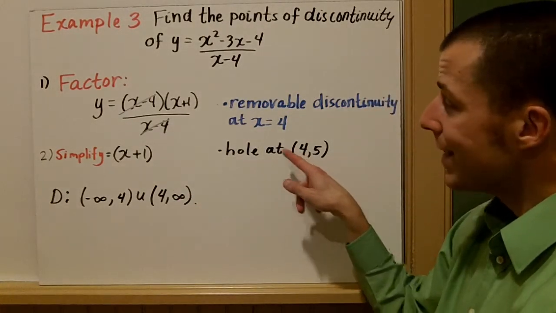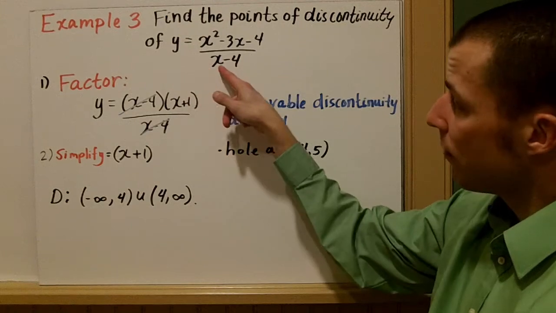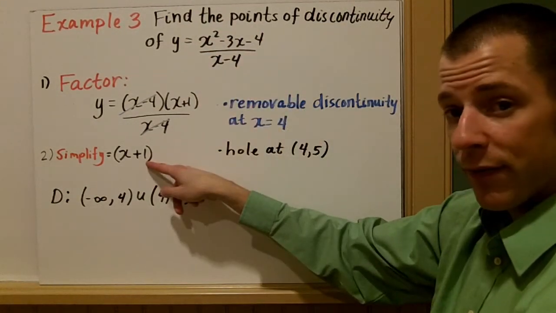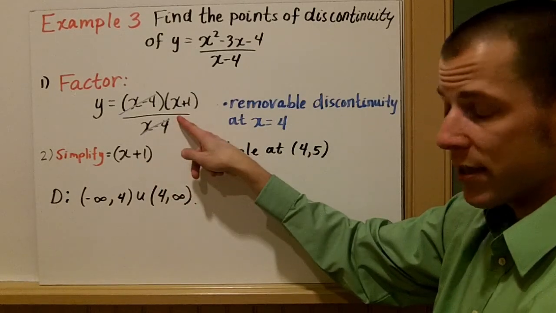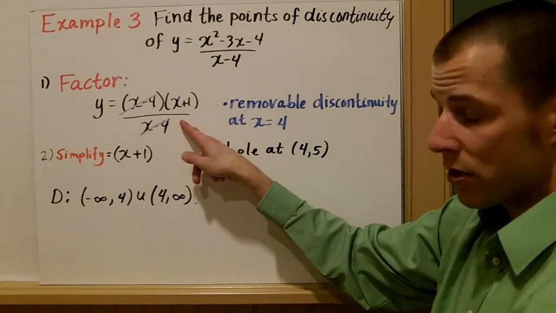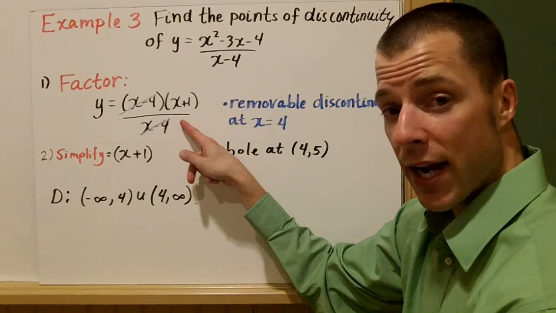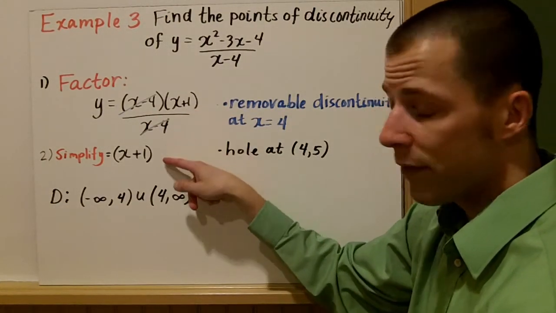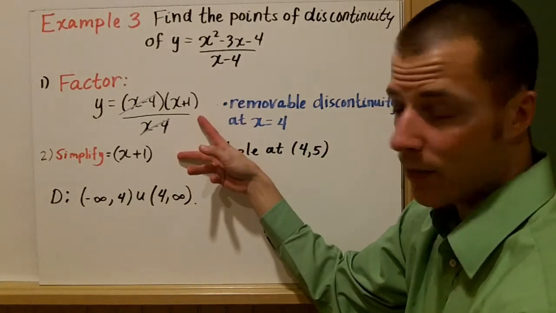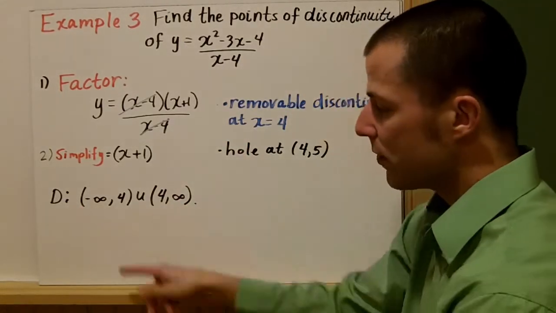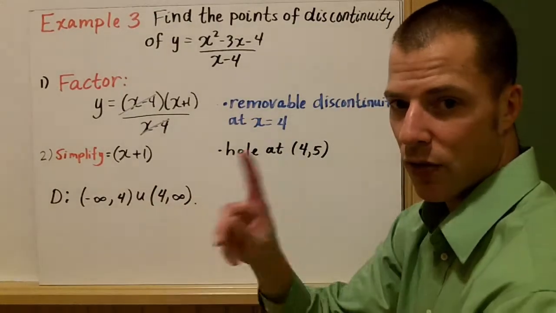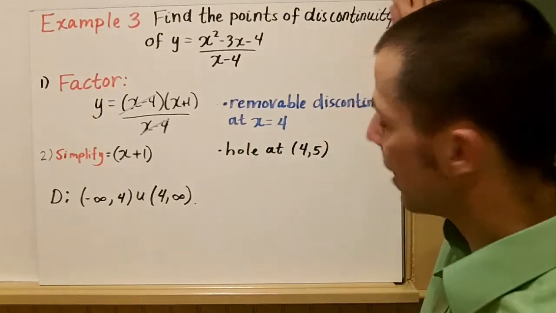Again, 4 is not in this domain. 4 makes this rational expression undefined. The simplified form must have the same domain as the above rational expression, or else the simplified form wouldn't be true. You have to have the same domain. Okay? The domain here is from negative infinity to 4 union with 4 to infinity. There's only one number that doesn't work, and that would be 4.